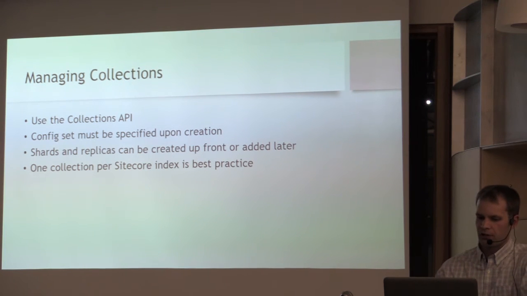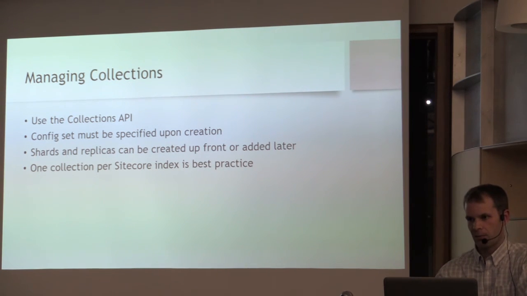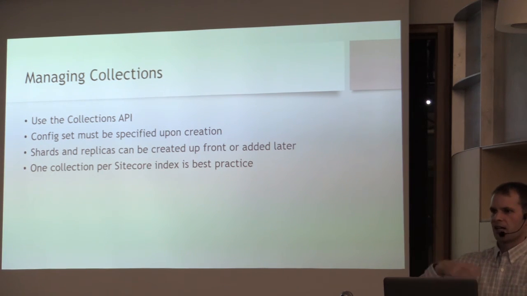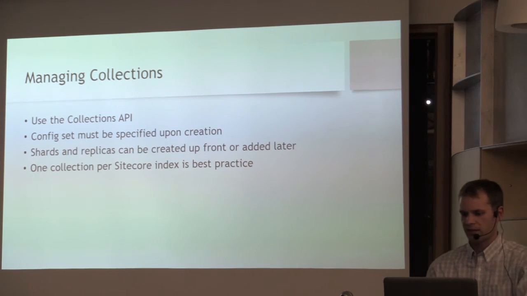Managing your Solr collections, you want to use the Collections API. If you've worked with Solr before, you've probably done stuff with the Core API. When you're working with SolrCloud, you want to use the Collections API because, remember, cores and collections are different. If you work on just one core, it's not going to affect the other replicas in that collection, and you may have some funky results. I don't know. No warranty if you do that.